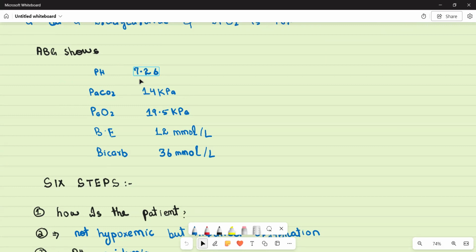7.26. It's less than 7.35, so it is acidosis. Okay, let's take a look at PaCO2. PaCO2 is 14 kilopascal, elevated. So it seems like respiratory acidosis because PaCO2 is quite high. It's much higher than 6 kilopascal, which is the normal upper limit.